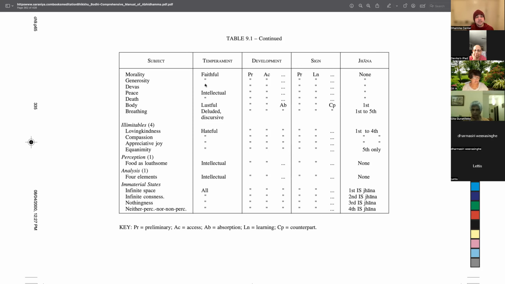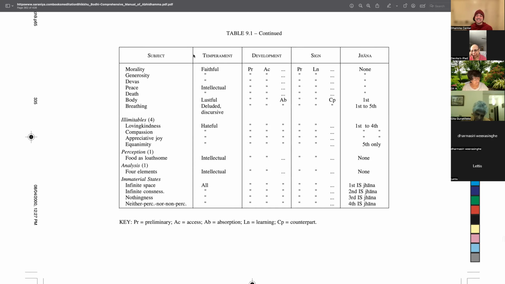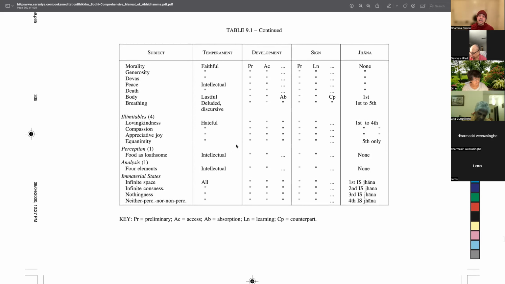Does that make sense? Yes, Bhante. Bhante, it's peace of mind. Peace of mind, yeah. That's a common term we use. Okay. So peace of mind. Right. Does that make sense, everyone? Yes, Bhante. Thank you.